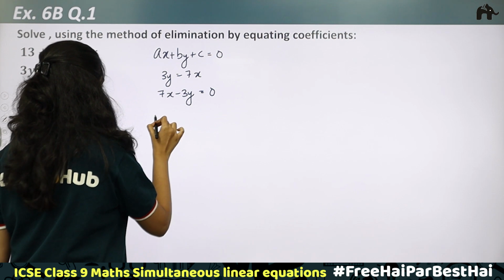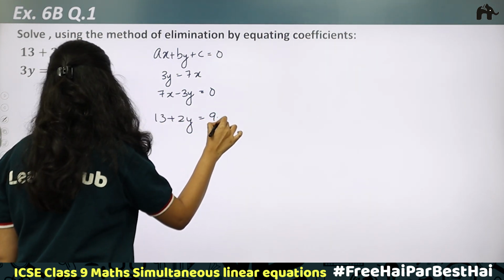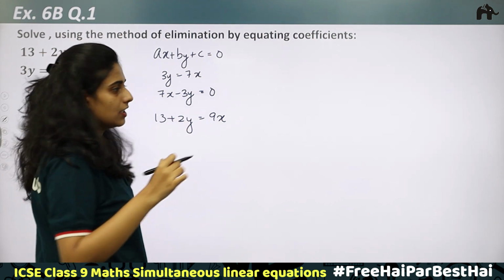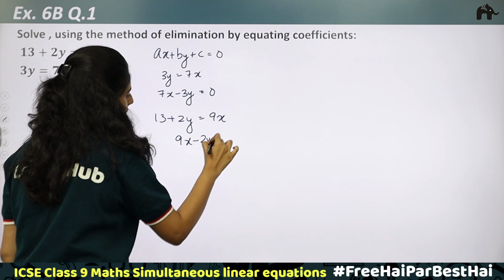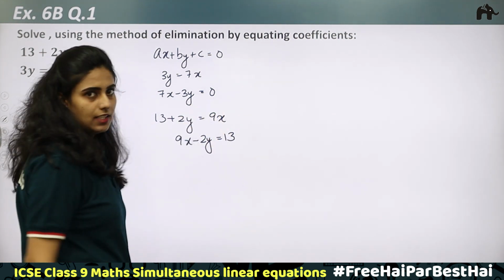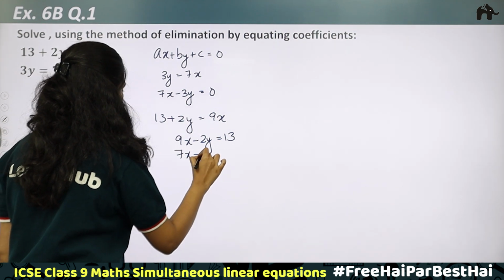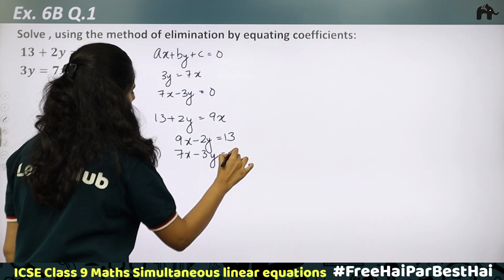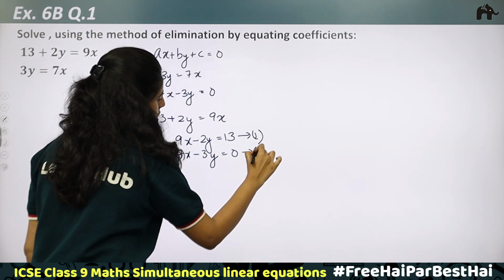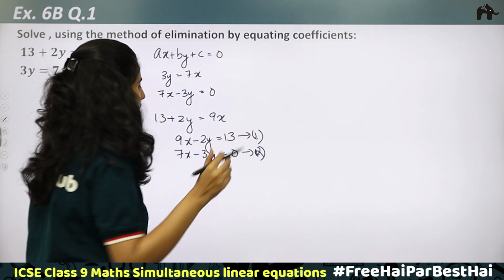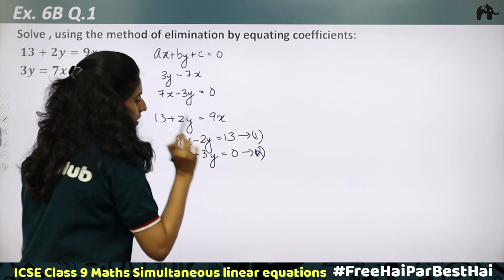Okay. So here we have the first equation, 13 plus 2y is equal to 9x. Or you can write this as 9x minus 2y is equal to 13. Second equation is 7x minus 3y is equal to 0. So, first equation and second equation. What is the first step? We have to make either the coefficients of x same or the coefficients of y same.